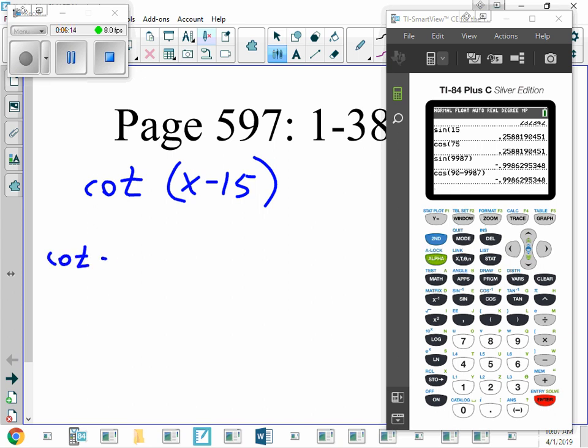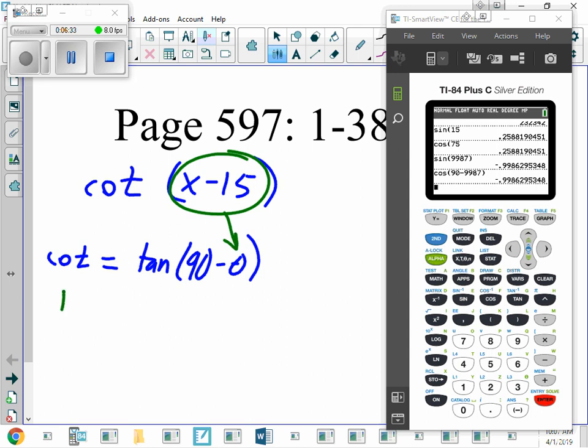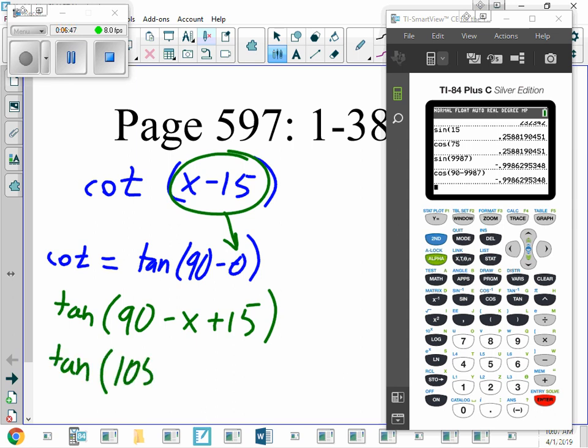The cotangent is equal to the tangent of 90 minus theta. Every time you just put the cofunction 90 minus theta. So cotangent is x minus 15. So I plug that in for theta. And I get the tangent of 90 minus x plus 15. Is everybody okay with that? Which gives me the tangent of 105 minus x.